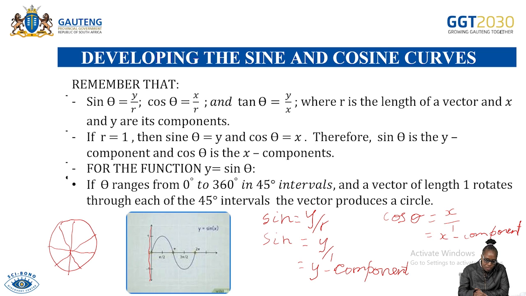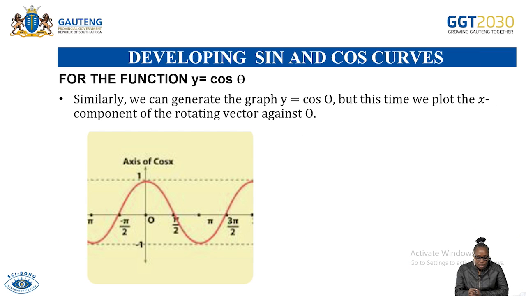It's 0, 45, 90, 135, moving with the interval of 45 all round. It gives you an interval, meaning a gap of 45. Then you end up having a cycle over there. So it's the same with the cos. When you are generating the cos graph, your y is equal to cos theta. It means you are having an x component moving this way. You are having an x component for the cos graph. Okay?